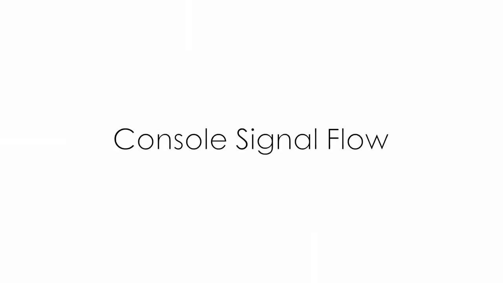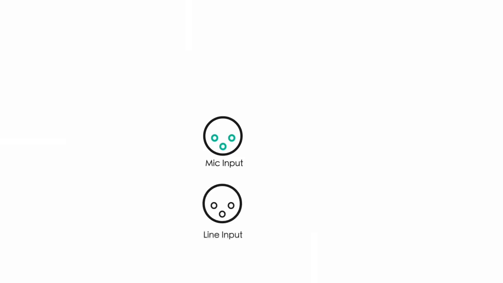In this video, we are going to learn about signal flow. Signal flow is the path that the audio signal takes from the input to the output in an audio console. The signal first enters the console through an input. An input is usually a balanced signal that enters at mic level. Sometimes the signal may enter at line level, which is 50 dB higher than mic level.